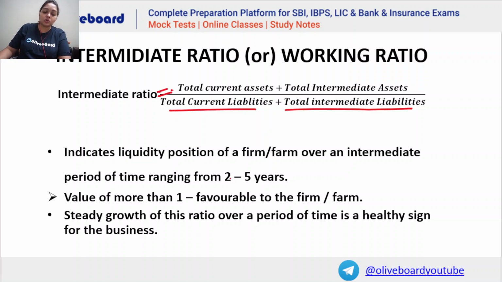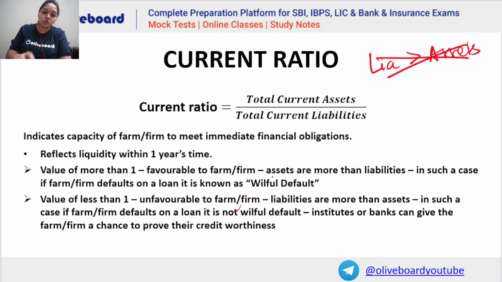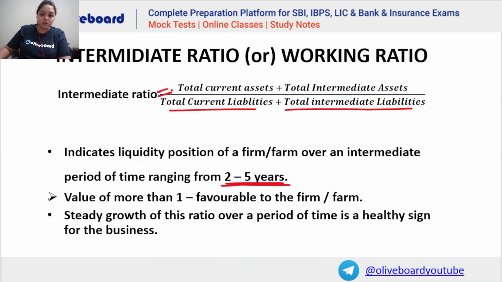So here we are going to check the liquidity for 2 to 5 years, right? If the time period you are checking for is 2 to 5 years, you need to use this ratio. If you are checking for only 1 year, you need to use the current ratio. That is the difference, okay? So a value more than 1 is always favorable. Here also the value should be more than 1, but because the time period is longer, 2 to 5 years means you are checking the value for about 3 years. 3 years is a long time. If in 3 years you get a value of more than 1, it means the business is very steady. It is growing very healthily, right?